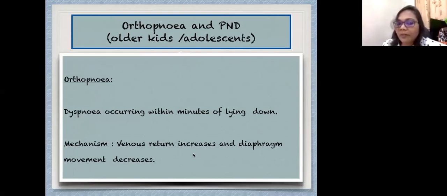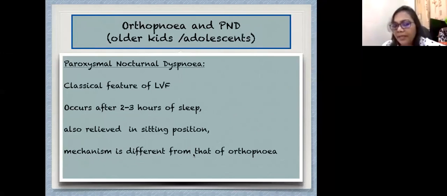Two terms which often come up while discussing dyspnea related to heart disease are orthopnea and PND. These are more important in older kids and adolescents. Orthopnea is dyspnea occurring within minutes of lying down. The mechanism is that the venous return increases from the lower limb veins and the diaphragm movement decreases, and this precipitates dyspnea. On the other hand, PND, the mechanism is different. It is again a classic feature of left ventricular failure, occurs after 2 to 3 hours of sleep, and this is also relieved in sitting position, but the mechanism is different from that of orthopnea.